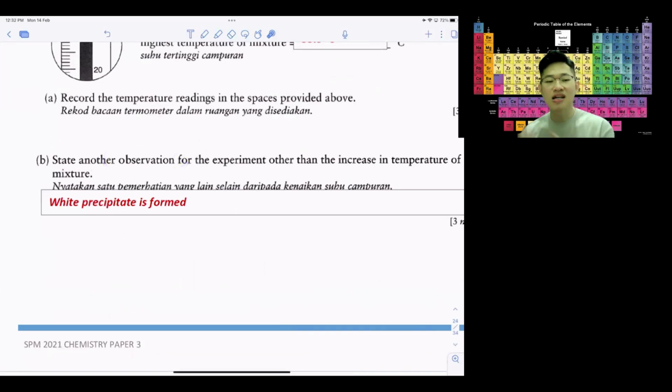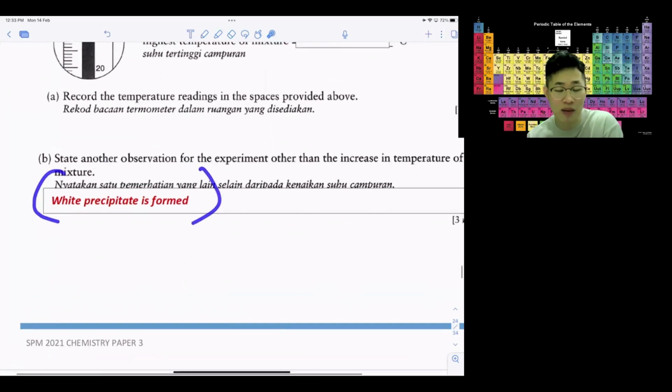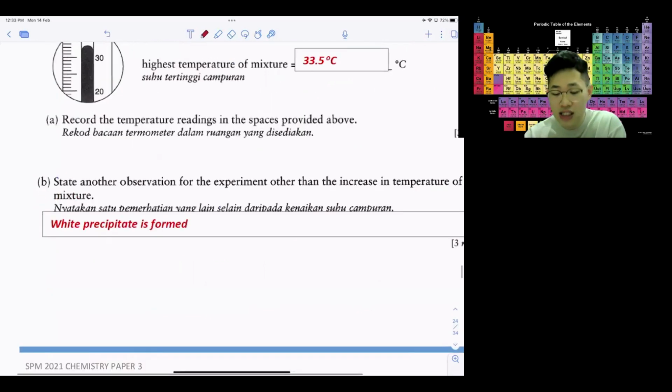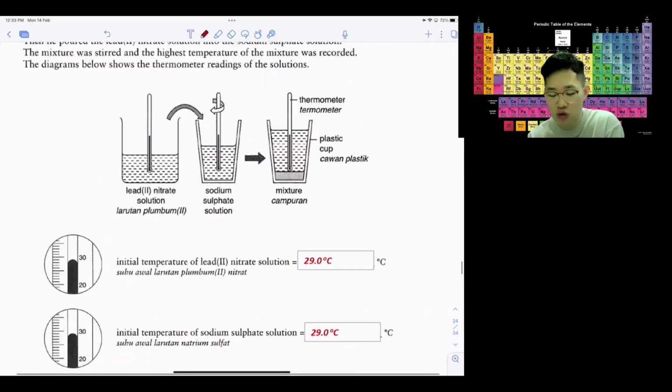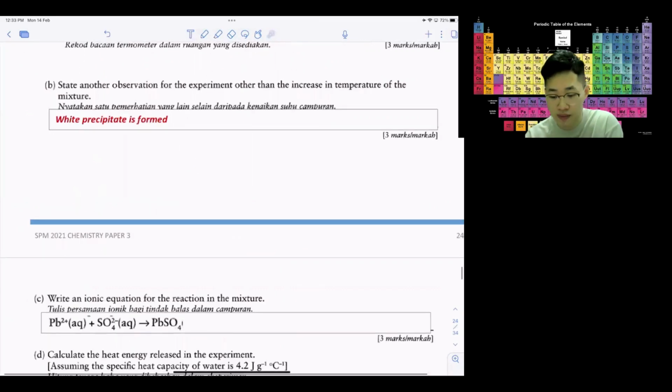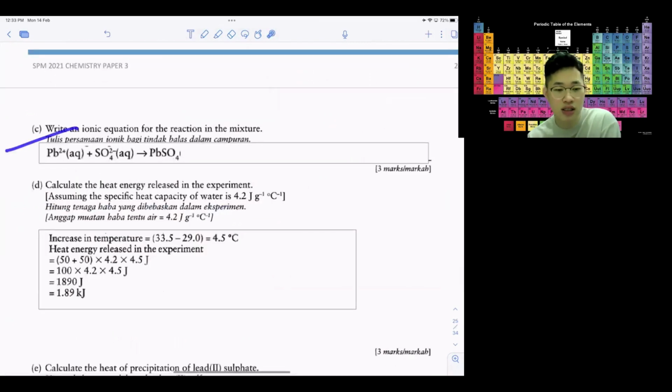So when you see observation in heat of precipitation, you can tell them what is the color of the precipitate you see. In this reaction, they are reacting lead-2 nitrate with sodium sulfate. So that means they are going to produce lead-2 sulfate precipitate. It is white in color, so white precipitate is produced. Okay, ionic equation.